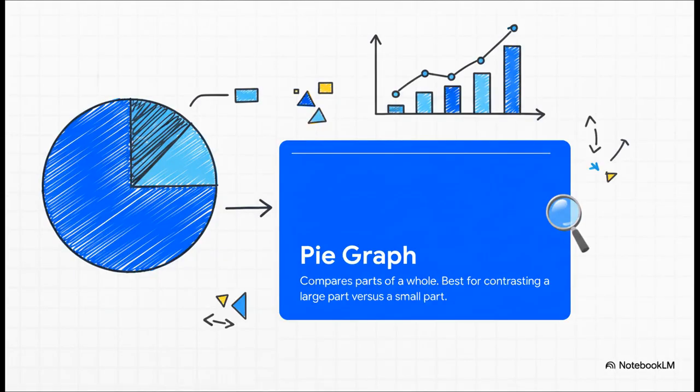And then there's the pie chart. This one is for showing parts of a whole. Think slicing up a budget to see where the money goes. But, and this is a big but, a pro tip for you. Pie charts get really confusing if you have more than, say, 5 or 6 slices. If you've got a lot of small pieces, trust me, a bar chart is almost always the better choice.